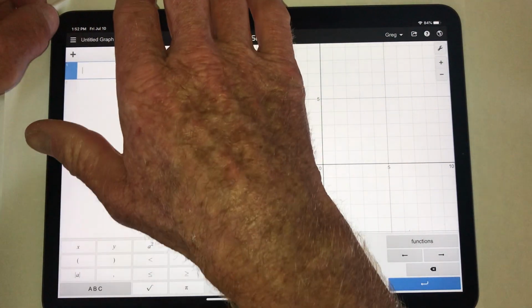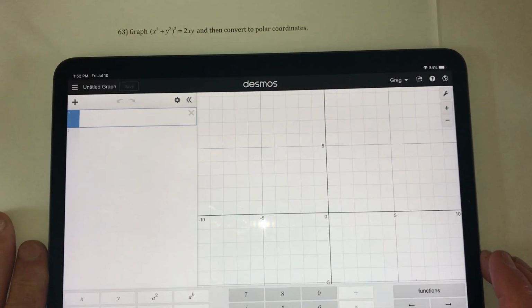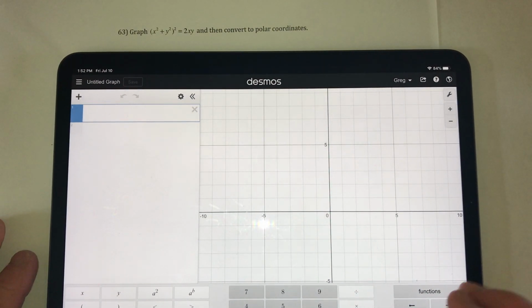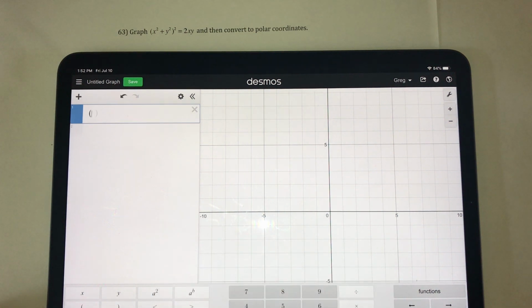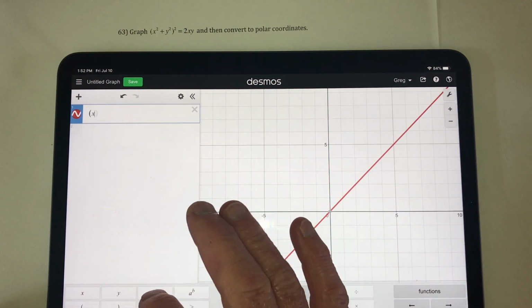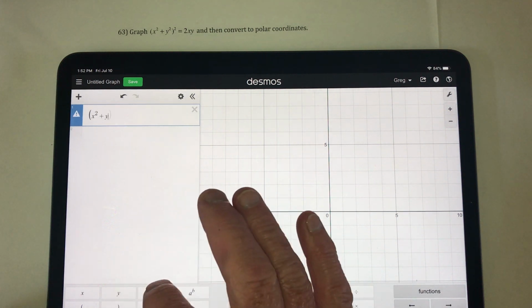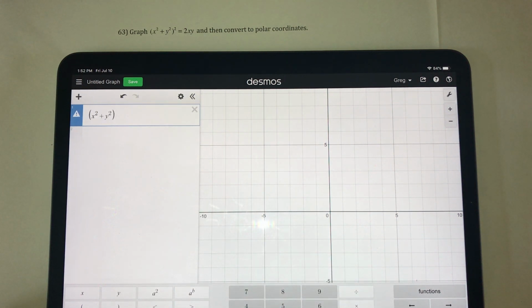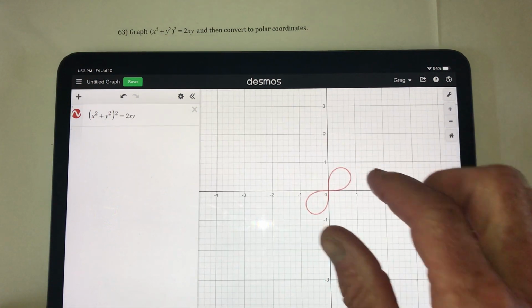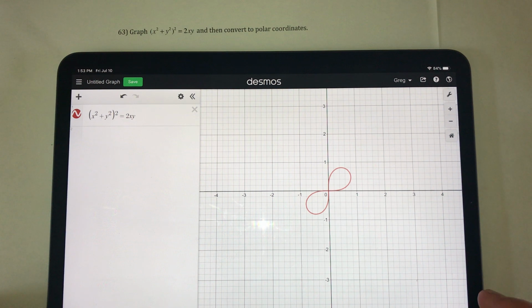Okay, but now I can't see the problem. Because with Desmos, you can type in whatever equation you want. So I'll put parentheses, and then x gets squared. Ignore the graph, because it graphs as I'm typing in, so ignore it till I'm done. Plus y squared, parentheses, and then that is squared, and then it equals 2xy. Oh, it's an infinity symbol. Turns sideways, but that's infinity.